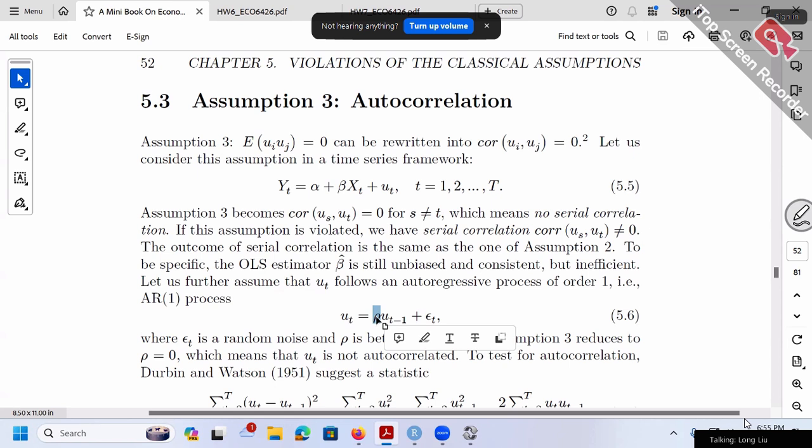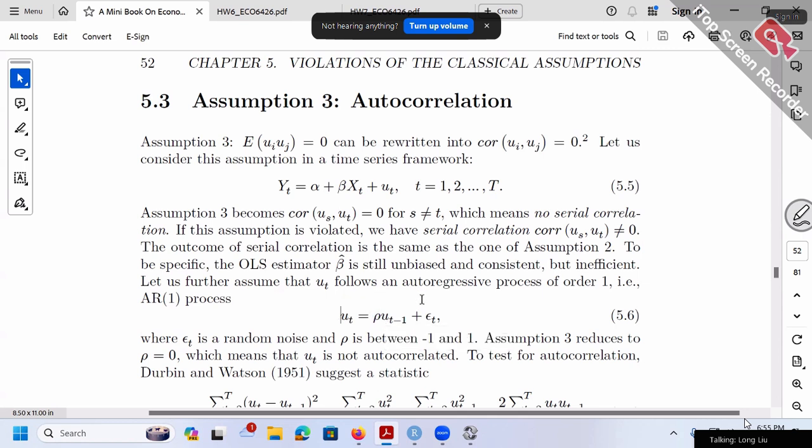In other words, we make the assumption of zero correlation not because it's correct, but because under this assumption our proofs will be easy, right? I'll show you more examples later on. Most likely, in reality, this zero correlation assumption will be violated.